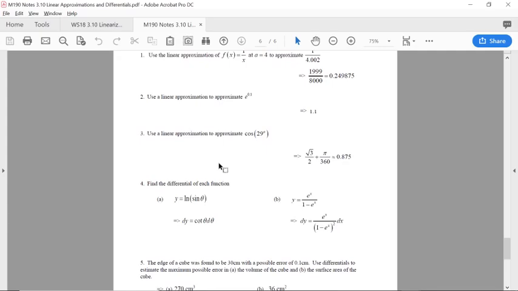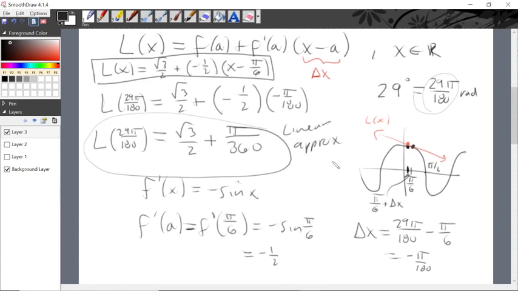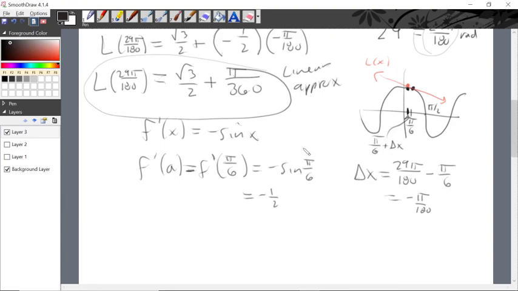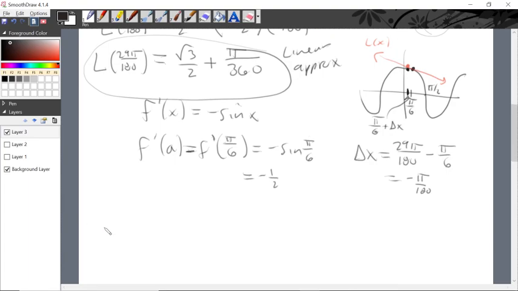This should correspond with the value that we have here: root 3 over 2 plus pi over 360, which comes out to approximately 0.875. Does that correspond to what we interpreted geometrically? It looked like the value from the tangent line was going to be higher than the value from the actual function, that it was going to be an overestimate. Well, let's look at what the error is.